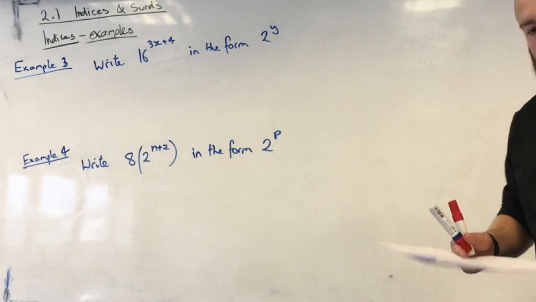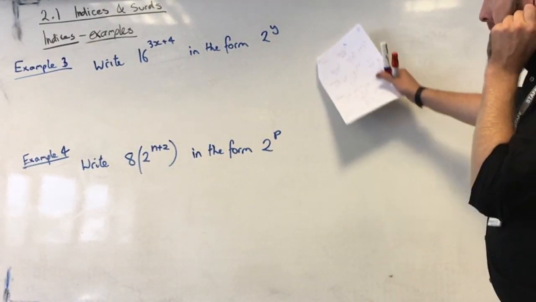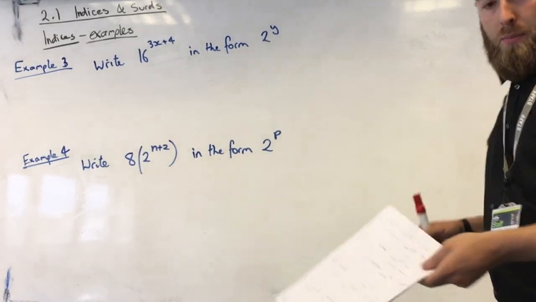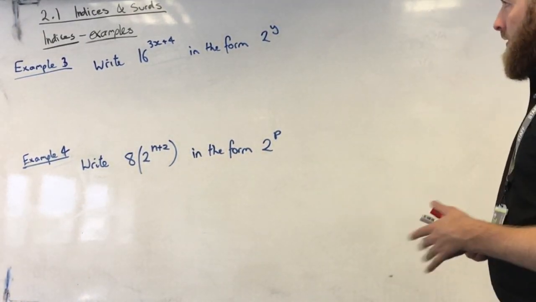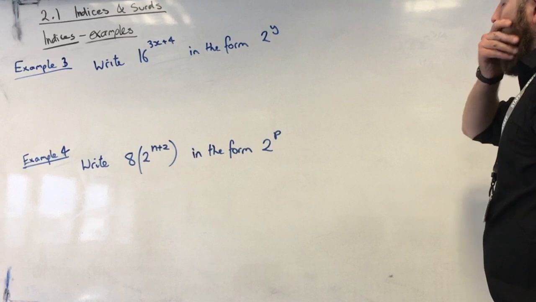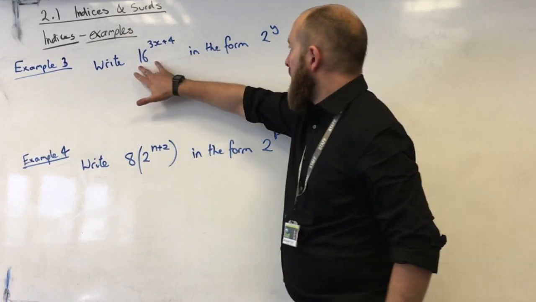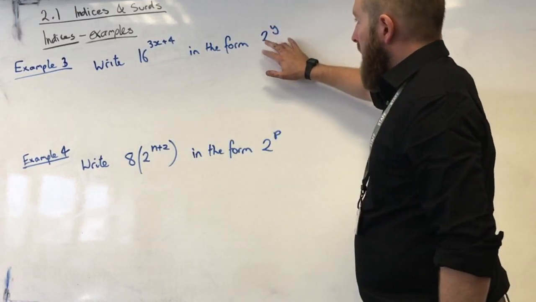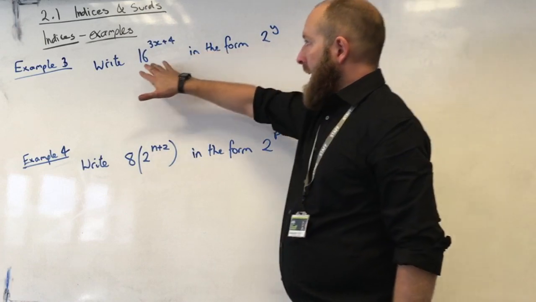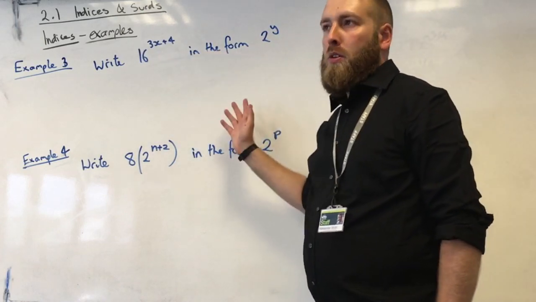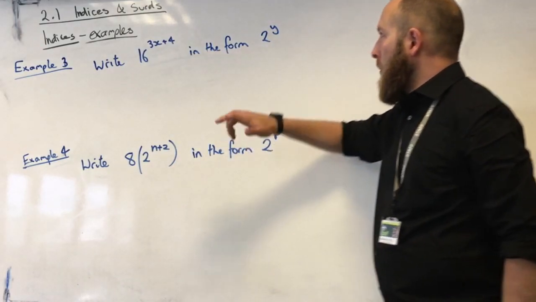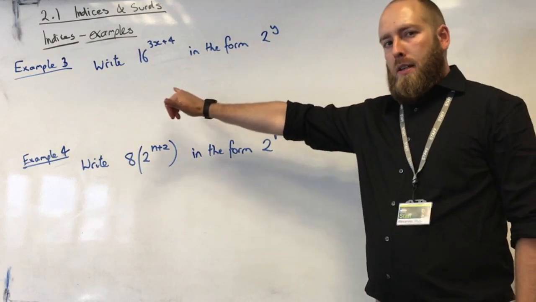Okay, 2 more examples. These are pretty similar examples, but it's not going to be like anything you guys have really seen before. Maybe a bit in the summer work. So, in order to write this in the form 2 to the y, we need to write 16 in terms of 2. So can you think of a power of 2 that gives us 16?